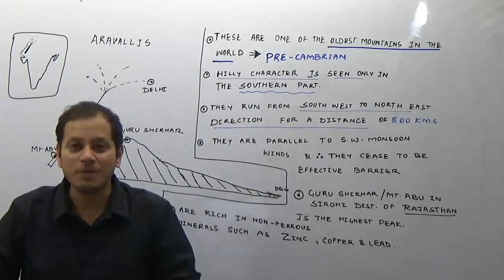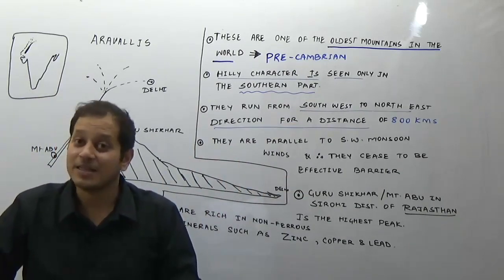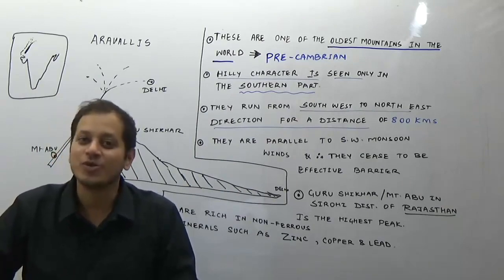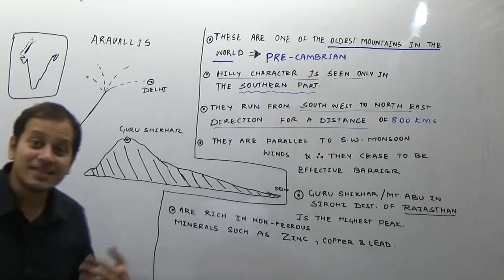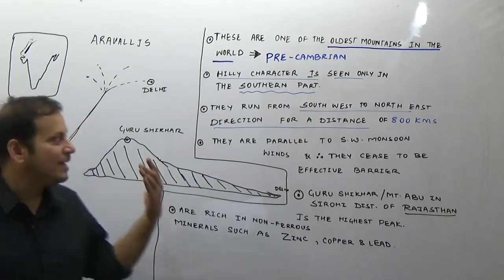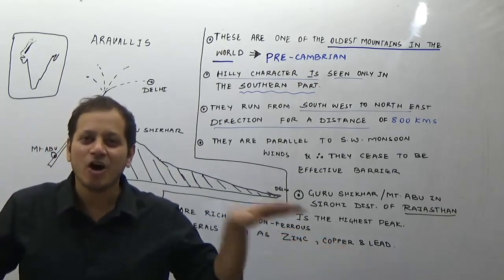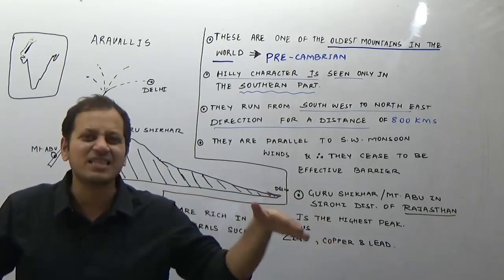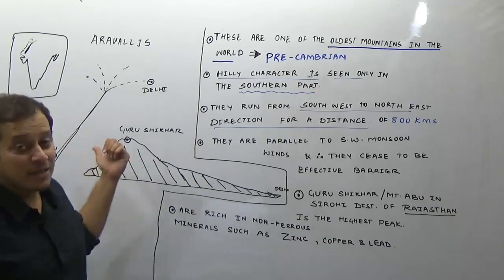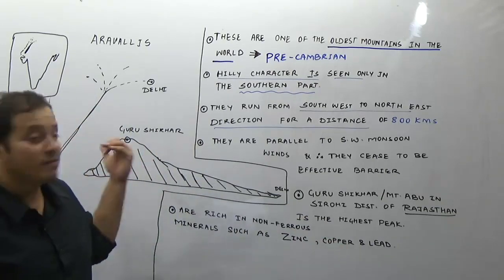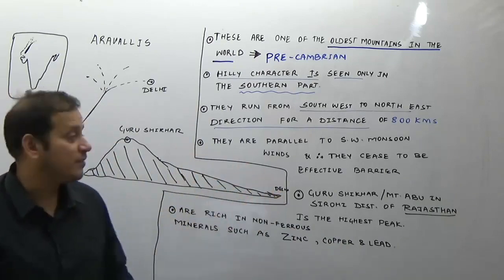Application part, what UPSC will ask you in the examination: the hilly character is where? In the northern part or in the southern part? You know the answer, in the southern part. Which state majorly? In the Rajasthan region. While near Delhi, these are extremely low lying hills with ridge-like topography. In the southern part, in Rajasthan, Guru Shikhar, which is the highest peak, is around 1700 meters above sea level.